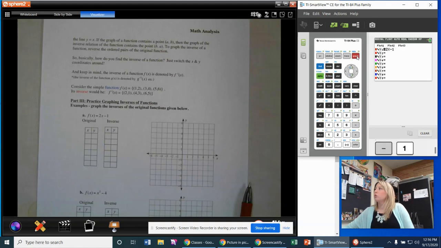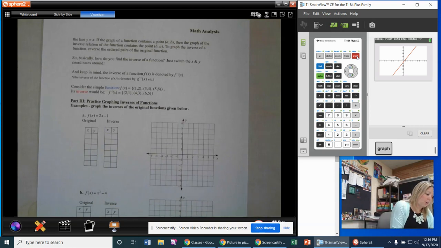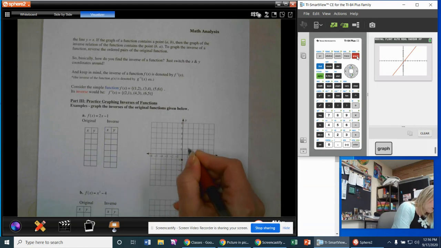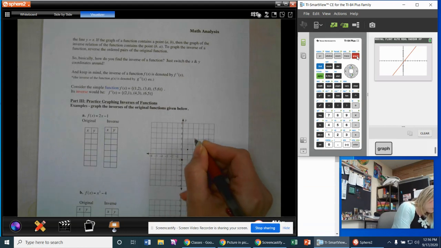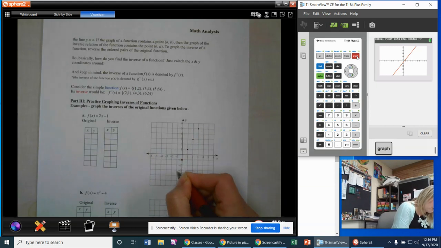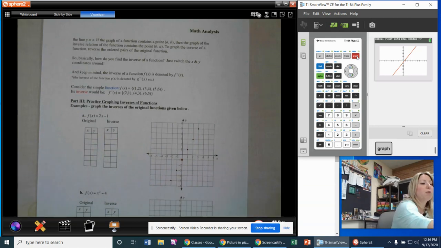Okay, press graph to see it. Of course, a linear function. So I can graph it right now, where my y-intercept is -1 and my slope is up 2, right 1. So I'm going to put as many points as I can on here. It is a linear function, so I'm now going to connect using my straight edge.